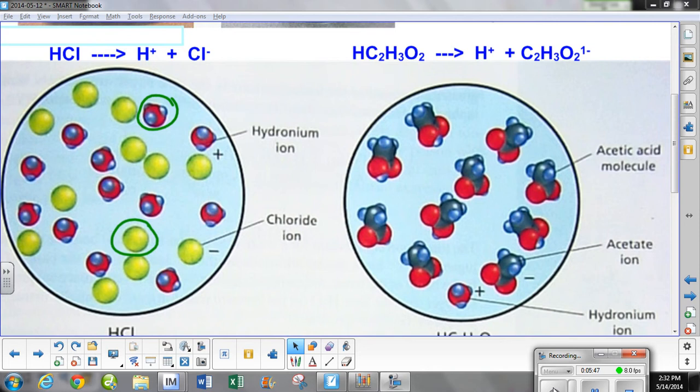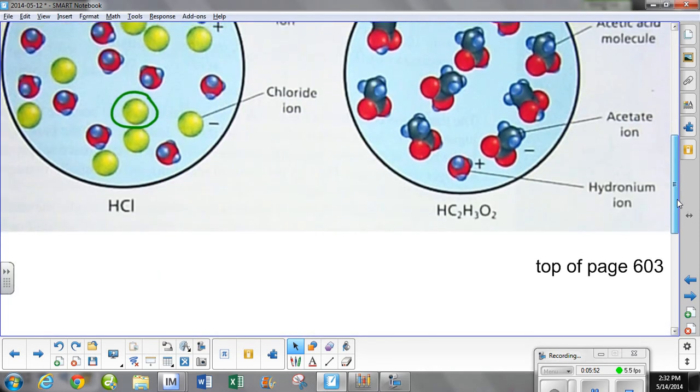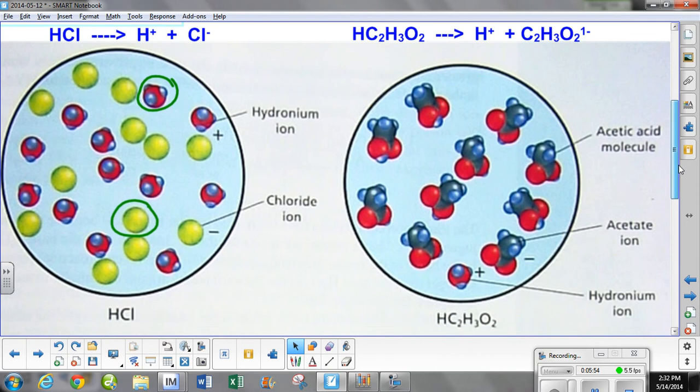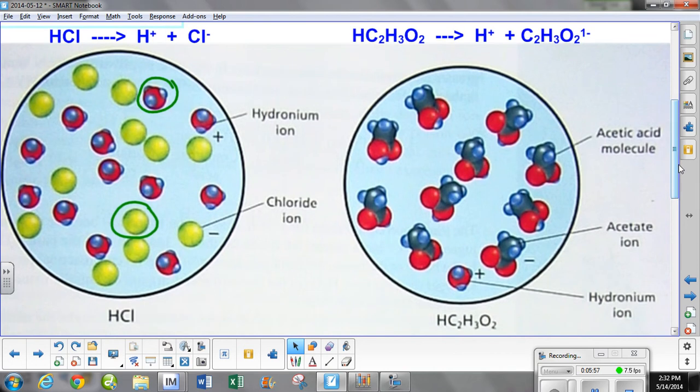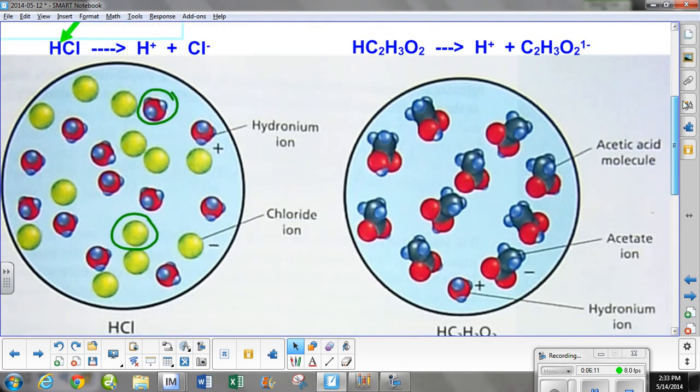Look over at the left-hand circle. Now, this graphic is taken right out of page 603 in your textbook, so you can go back and look at that at home. The only thing that's not on your graphic in the textbook is this stuff right here, in blue. I put the whole formula or the equation for the strong acid, the HCl, and that guy's on the left. And then I put this guy as a weak acid because acetic acid is a weak acid.